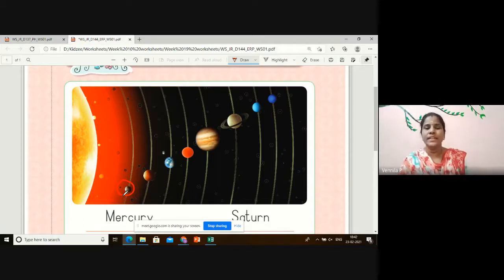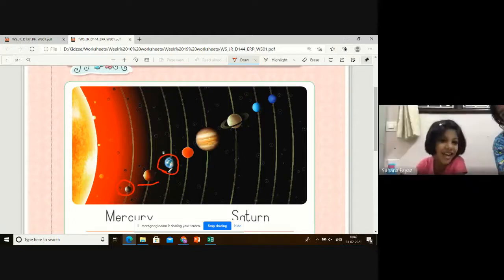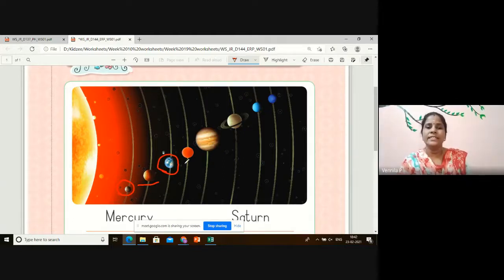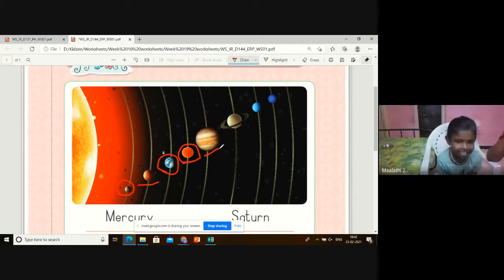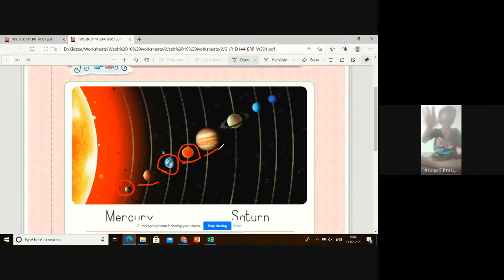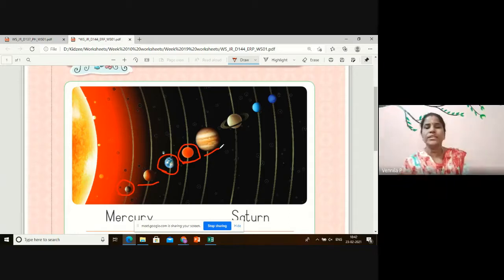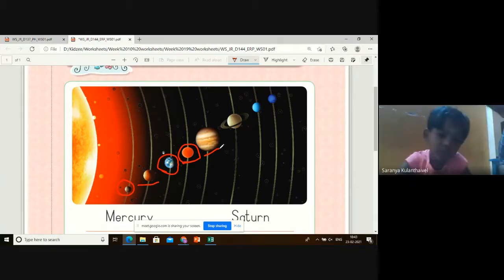And then the next one is Venus. This is Venus. Mercury, Venus. And what planet is this? Very good. Earth is the third planet. And this is Mars, which is called the red planet. You can see it is red in color, right? We call Mars the red planet. And the next one, what planet is this? Jupiter. How will Jupiter be? Very big. So it is the biggest planet.